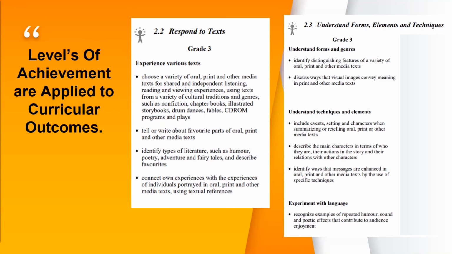Levels of achievement are applied to curricular outcomes. So we take a look at and we apply these to the actual outcomes, not to the products themselves. So we don't put the level of achievement on essay writing practice number 1. We don't give a level of achievement there. We actually have to go into the outcome itself and give the levels of achievement there.